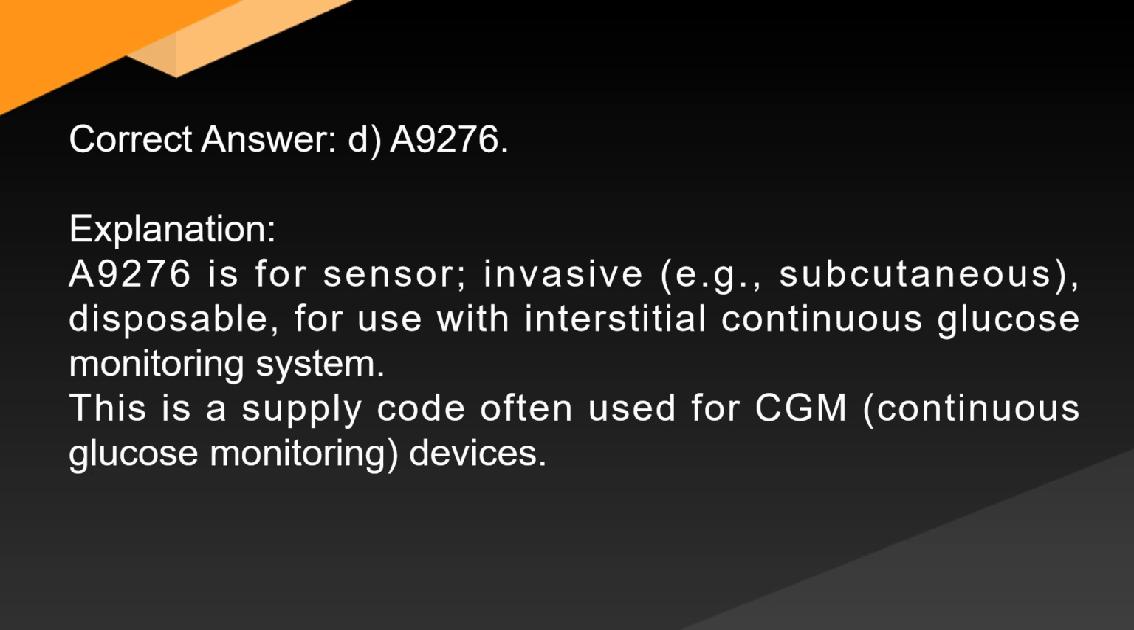A9276 is for sensor, invasive AG, subcutaneous, disposable for use with interstitial continuous glucose monitoring system. This is a supply code often used for CGM, continuous glucose monitoring, devices.